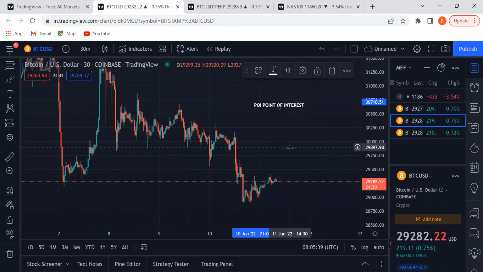Now there are a lot of factors to consider before selecting this POI, depending on your trading strategy. Different traders have different factors for entering their trades. But the ones we use are shown in this flow chart.